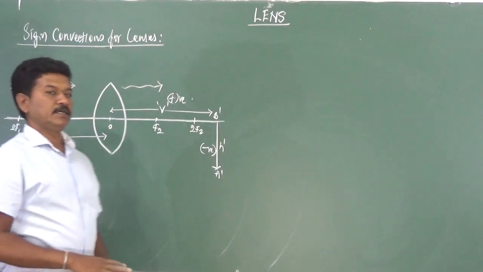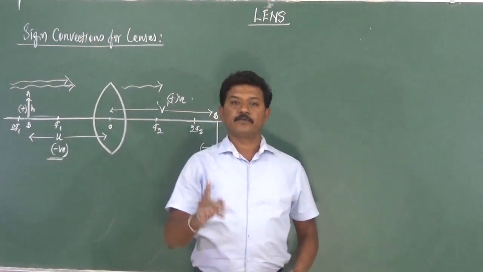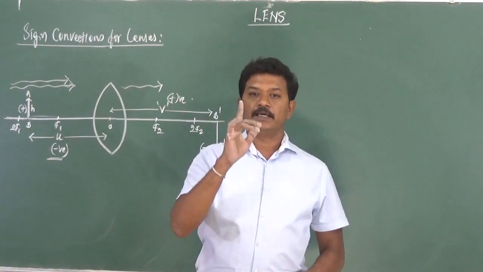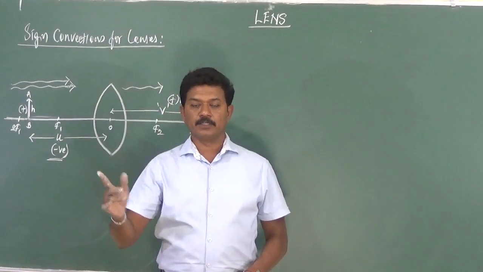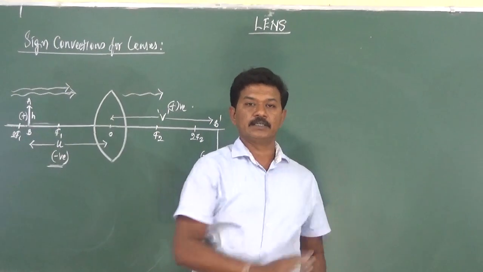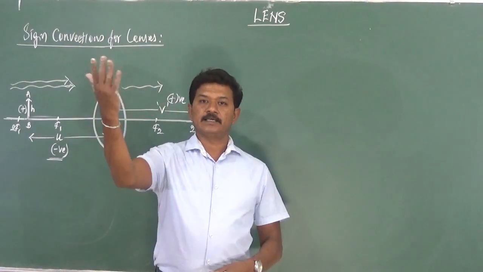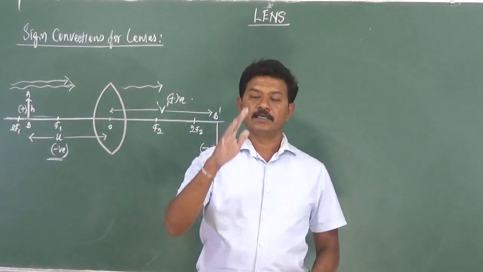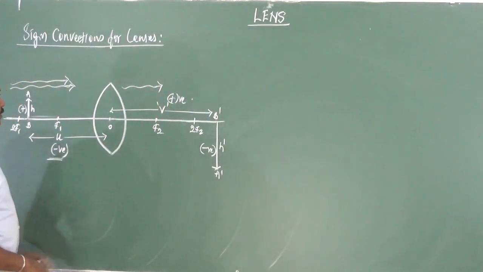So once again I will repeat the 4 conditions. Whatever you measure from the optic center of the lens, if the measurement is done against the direction of the light rays, then it is negative. If you are measuring anything along the direction of the incident light rays, then it is taken as positive. Whatever you measure above the principal axis is taken as positive, and whatever you measure below the principal axis is taken as negative. So these are the things you have to remember. These are the sign conventions, right?